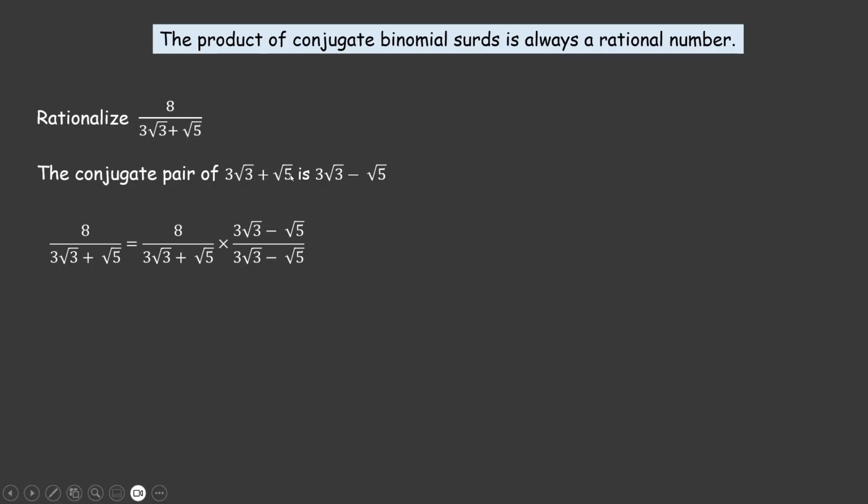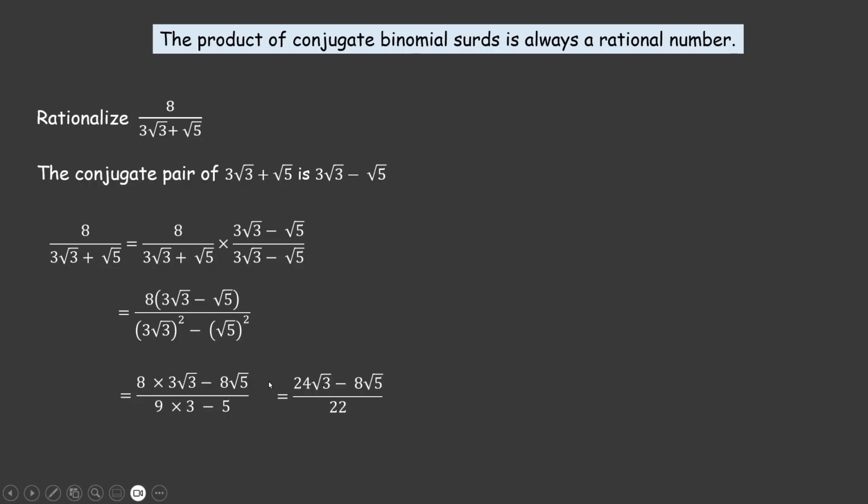Now once we do that, we'll get this. Let's multiply the numerator and the denominator. So this is going to be 8 into 3 root 3 minus root 5. And over here, as we can see, this makes the identity a plus b into a minus b, which is a square minus b square. So this is 8 into 3 root 3 minus 8 into root 5. Square of 3 root 3 is, square of 3 is 9, square of root 3 is 3. So that's 9 into 3, which is 27. So we get 24 root 3 minus 8 root 5 upon 27 minus 5, which is 22. And thus we have a rational denominator.